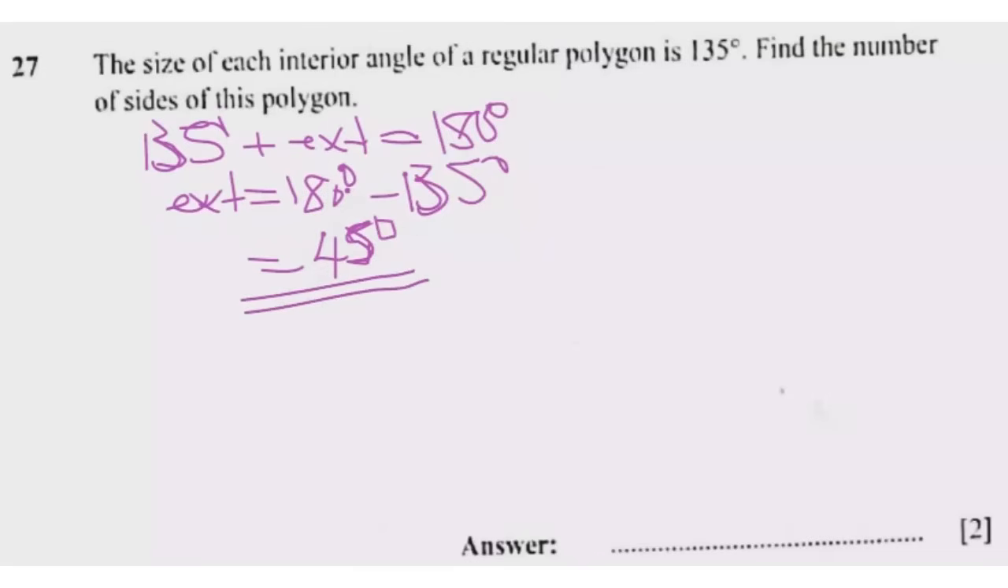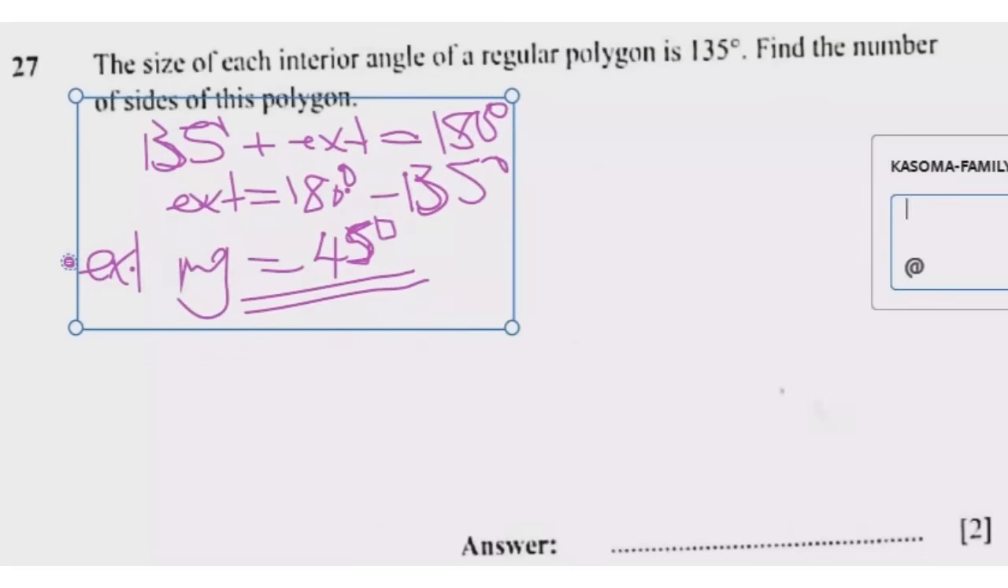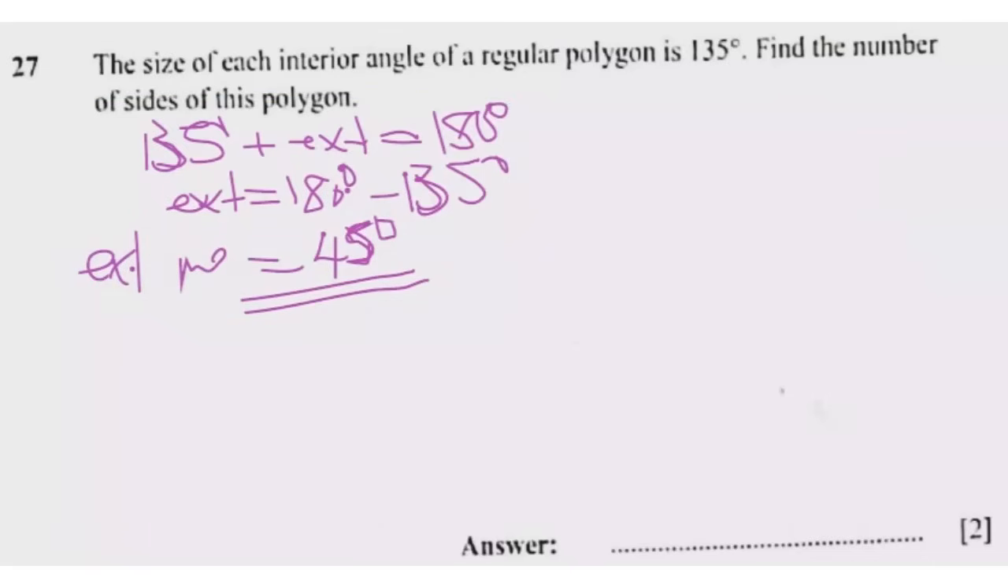Will give us 45 degrees. Now, this is the exterior angle. Okay, this is not the final answer. This is the exterior angle. Now once we have determined the exterior angle, the next thing we are going to do is use the exterior angle to get the number of sides.